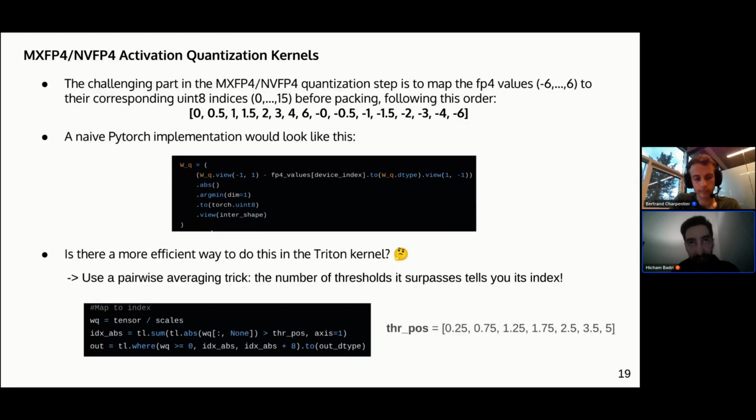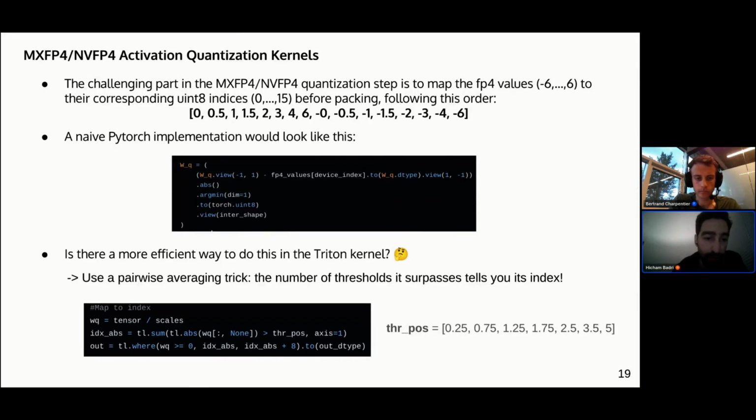So there's this trick that uses pairwise averaging. Basically, you take the average, you do pairwise averaging. So you take 0.5, and the average is 0.25, sorry, and then you do the average of the next one, and so on. To find the index of your bin, it's basically just the number of thresholds that it surpasses. Literally, you can do it in 2 lines of code.